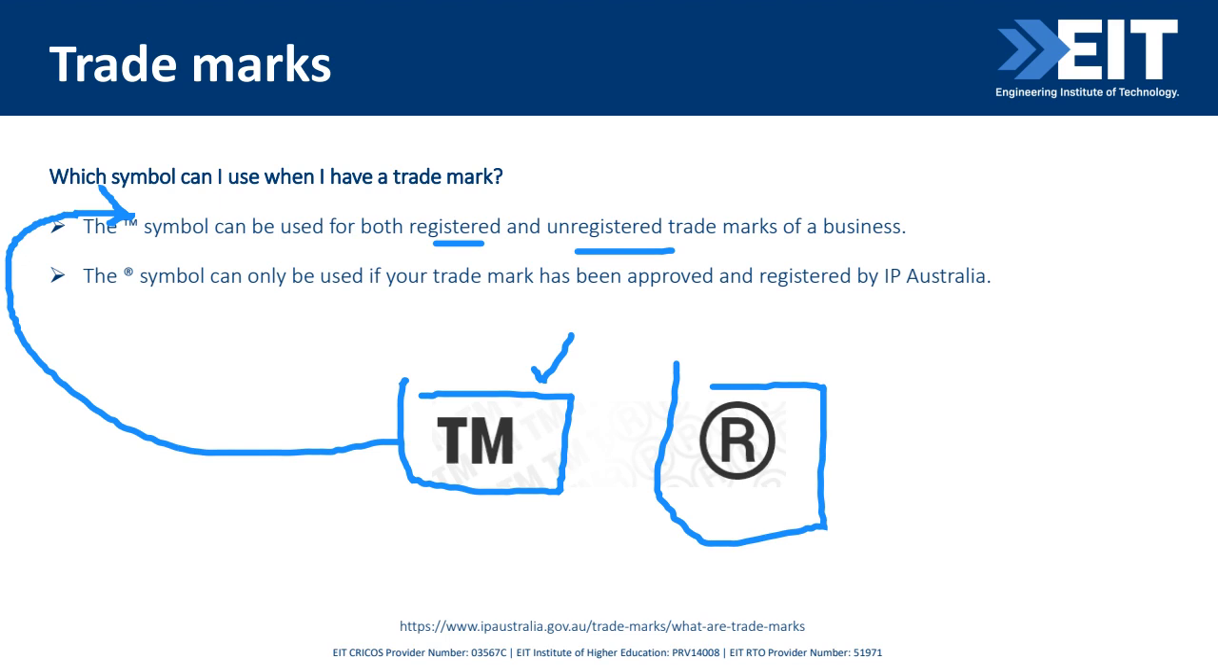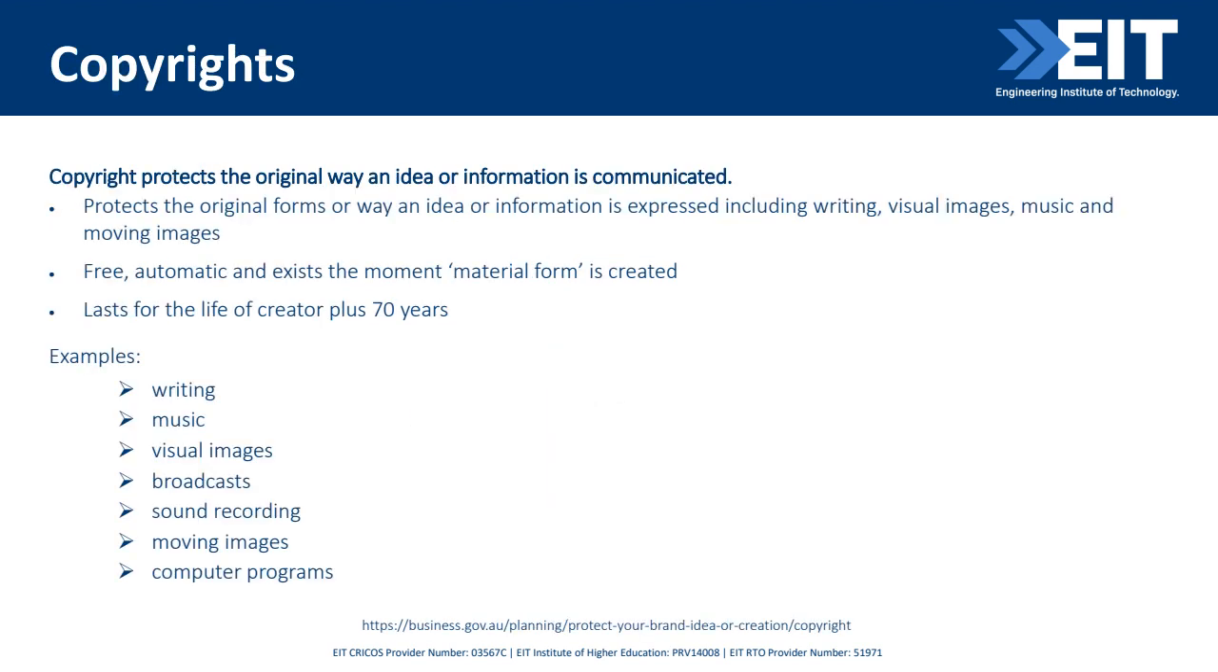Now this particular symbol, R in a circle, it is the symbol that says that your trademark has been registered with the IP office. So this particular one can only be used if your trademark has been registered and approved. So then only you can start putting this registered symbol. But TM can be used by anyone. And trademark doesn't have to be a secret. You can be using it for quite some time, and then later on, if you realize that you need to register it, you can go on and register your trademark.